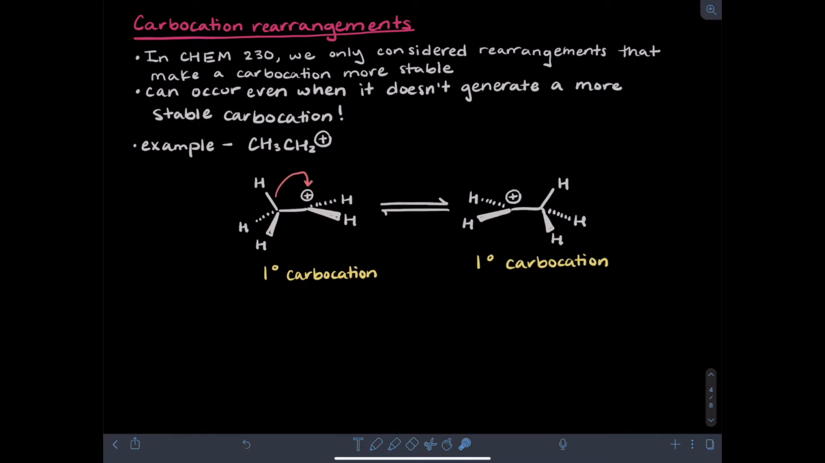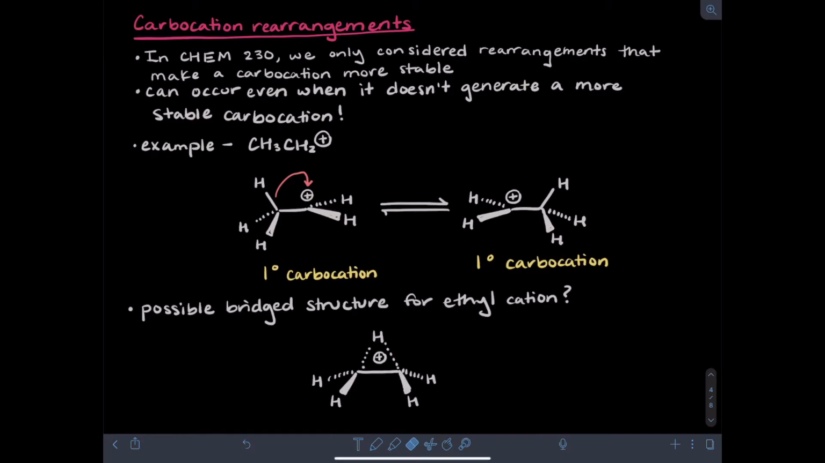Based on Chem 230, you would predict that this reaction wouldn't occur because it leads to a molecule that is equally stable. In reality, this rearrangement, known as a hydride shift, is occurring extremely rapidly, even at low temperatures. If you imagine what the transition state for this rearrangement might look like, you could imagine that this hydrogen that's moving is halfway between the carbon on the left and the carbon on the right. I'm breaking the carbon-hydrogen bond from the left and forming the carbon-hydrogen bond on the right at the same time. I'm using the dotted lines here to represent my breaking and forming bonds.